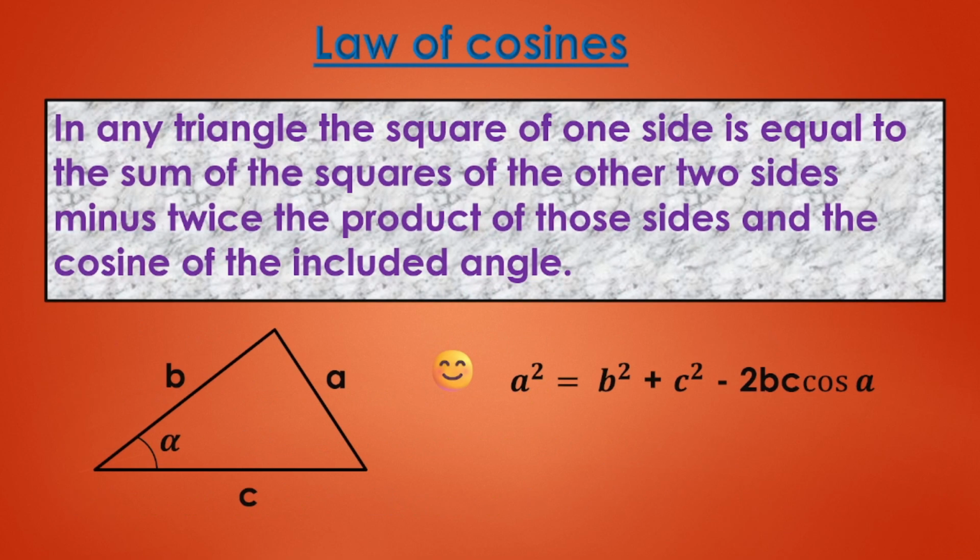So the law of cosines sounds the following way. In any triangle, the square of one side is equal to the sum of the squares of the other two sides minus twice the product of those sides and the cosine of the included angle. A squared equals B squared plus C squared minus 2BC times cosine of A.